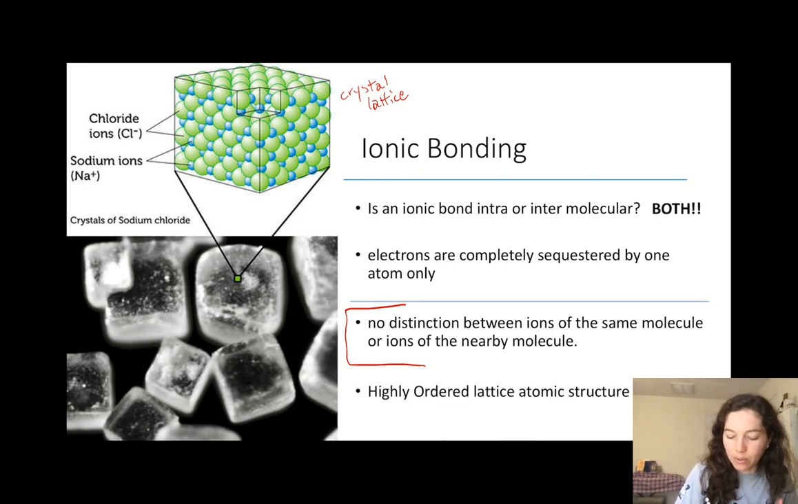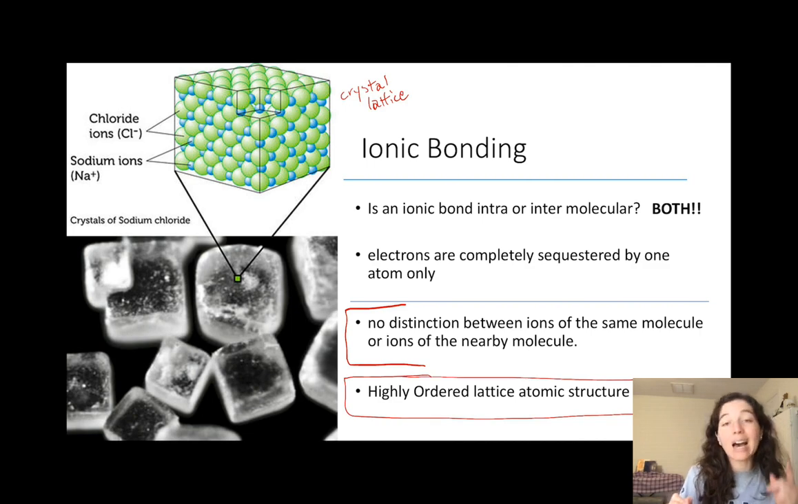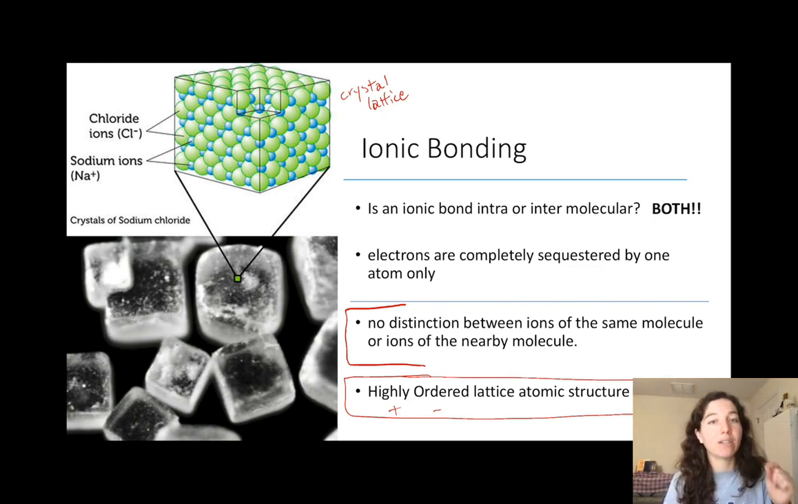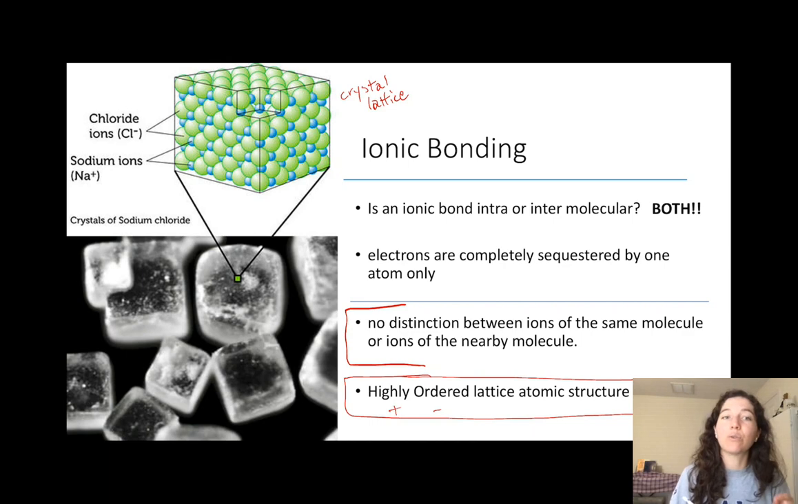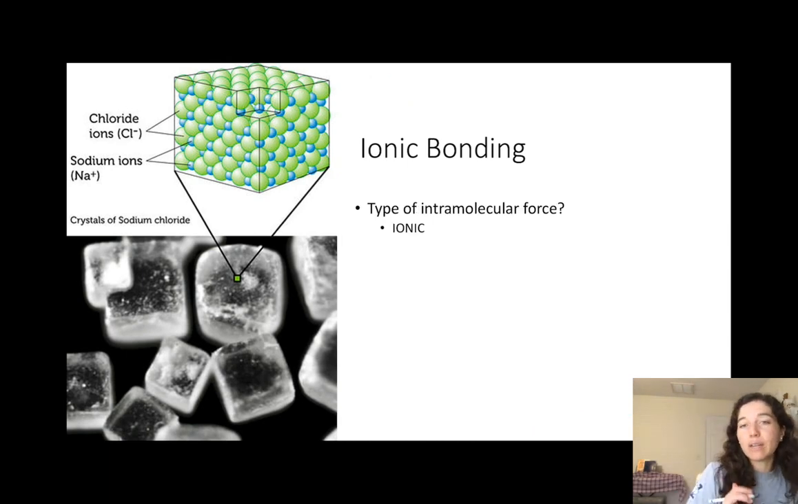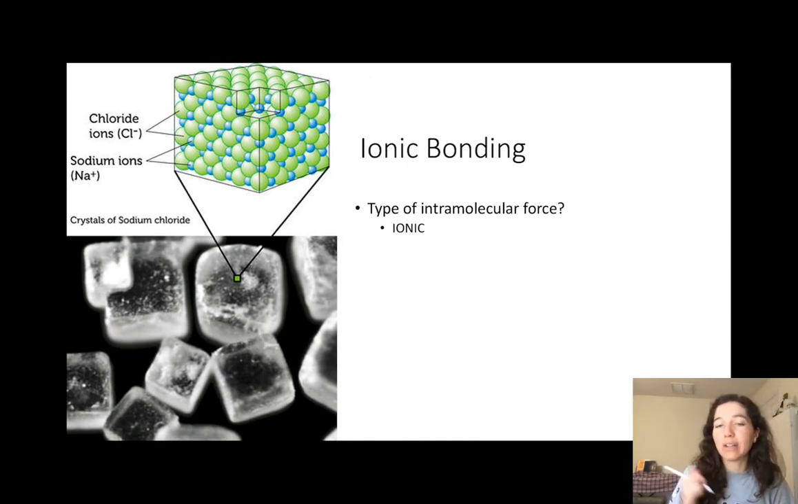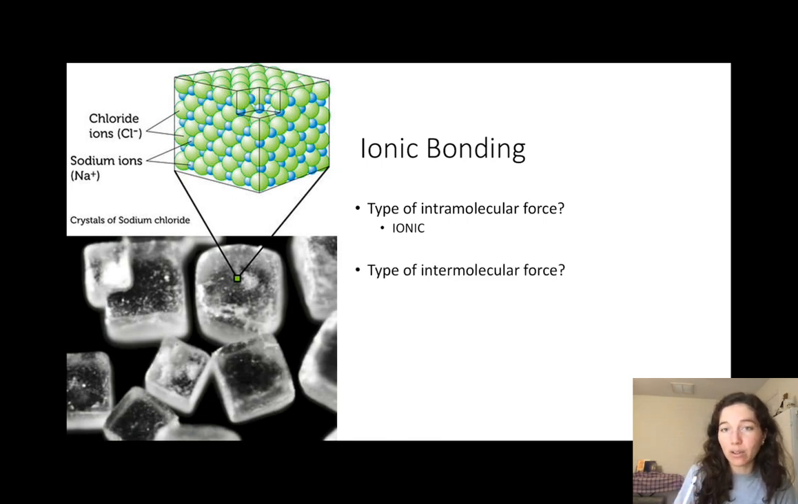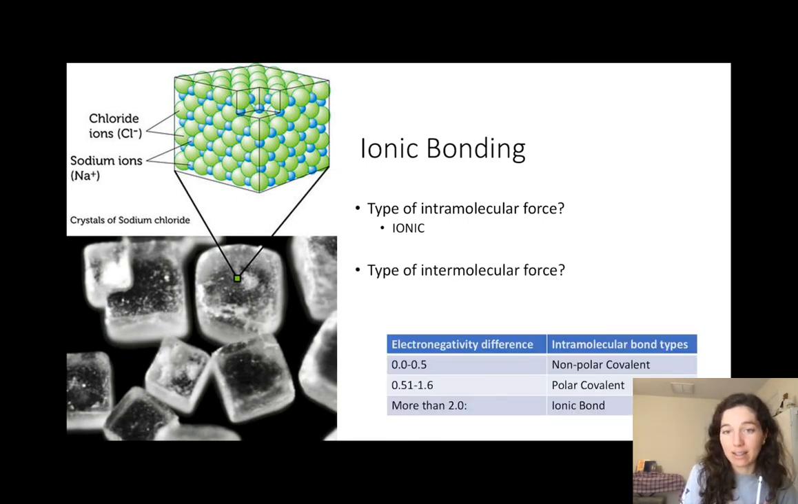So they come in a highly ordered lattice atomic structure. It's highly ordered because of the positive and negative charges, and they must be connected. A positive must be connected to a negative and vice versa. You won't ever see two negatives stuck together, two positives stuck together. So just to reiterate, the type of intramolecular force here is ionic. The type of intermolecular force is ionic. So if you all remember this chart from topic 9, that's how you know what type of intramolecular force exists, is by looking at the electronegativity difference. So these are both ionic.